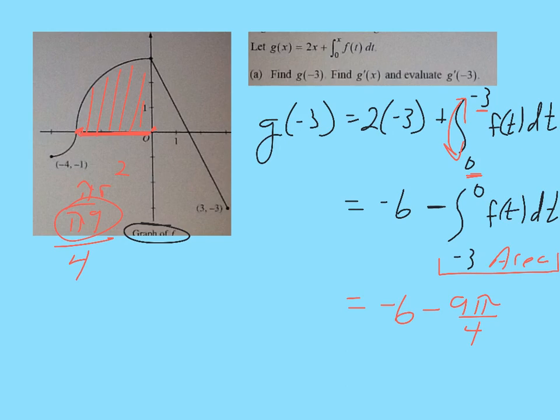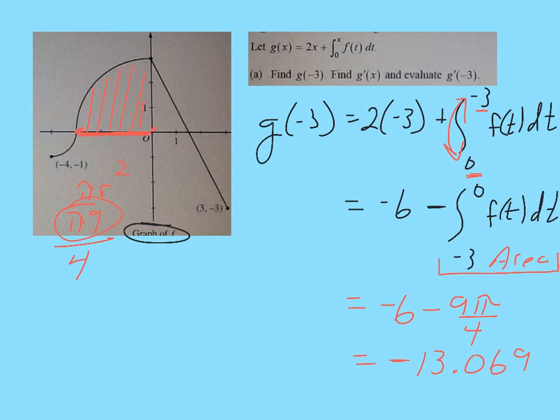Now we could go farther with that. If this is a calculator section, we can punch that into our calculator. If you punch this all into your calculator, you're going to get -13.069. Always a good idea, 3 decimal places. Hopefully they'll tell us that in the question as we go. Okay, let's keep going.